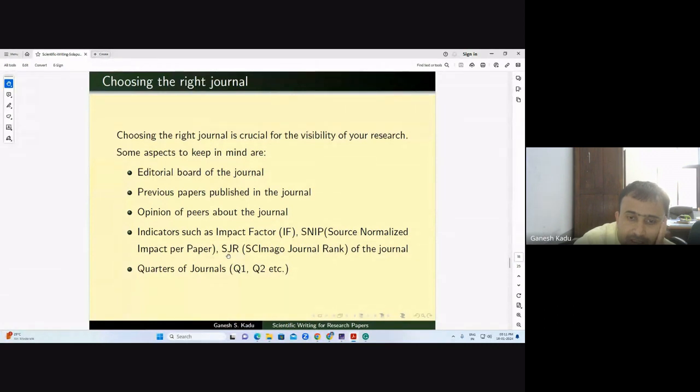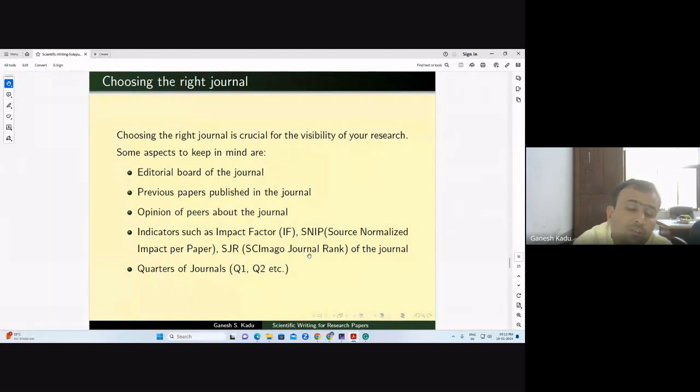And then SJR is the Scimago journal rank, where you also look at who's citing. Suppose you have a particular journal, let's say XYZ journal, and all the papers in that journal have received, let's say, 100 citations. But which journals have cited these? Where have these 100 citations come from? Have these come from good journals? If they have come from good journals, then the journal rank will go up.